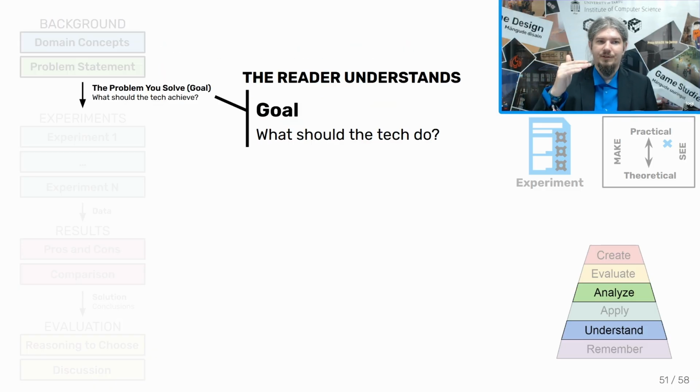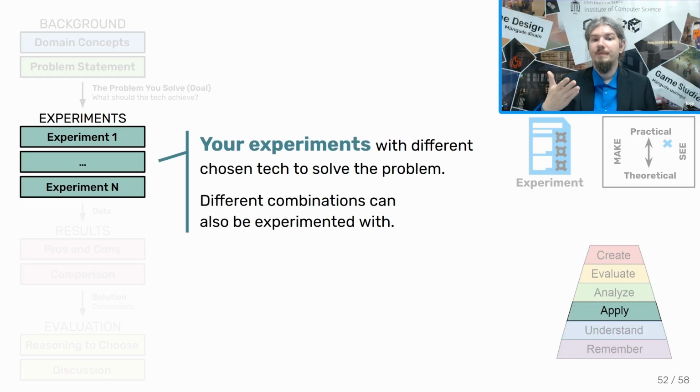Regardless, from the first section, the reader should now understand the goal of your thesis, or the goal of your experiments. What are you trying to find out? What should the tech achieve? Then you do your experiments with those different chosen technologies.